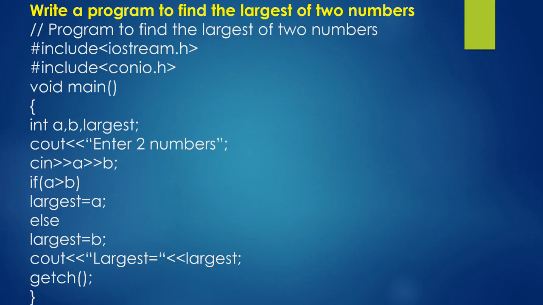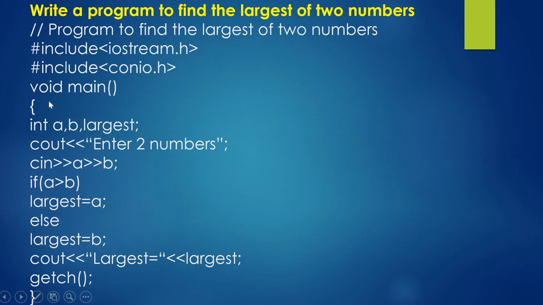So you write a program to find the largest of two numbers. How to write the program? We have already written the algorithm for this largest of two numbers. We can convert that algorithm to this program. So first the comment statement, program to find the largest of two numbers. Then what are the header files we require? #include <iostream.h> and #include <conio.h>.